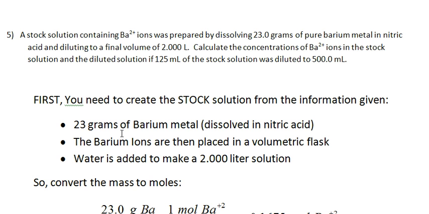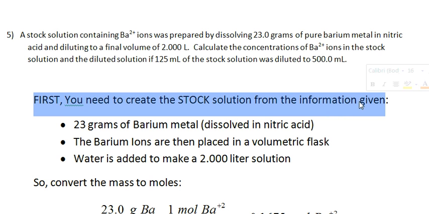Alright, the first thing that we need to do is prepare our stock solution. Unlike with the other questions where we knew how much of the dilute we were going to make and at what concentration, this problem is saying that we have a mass amount and we're preparing a stock solution. And then we're going to take some of that stock and put it in a brand new volumetric flask and dilute it down. So the first thing that we need to do is determine what the concentration of the stock is. So we need to, first of all, create a stock solution from the information given here.